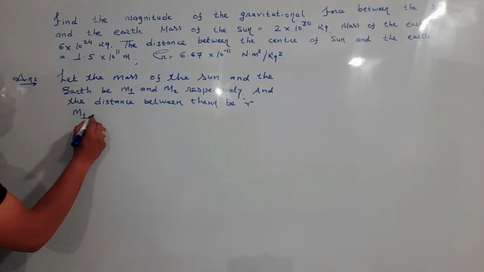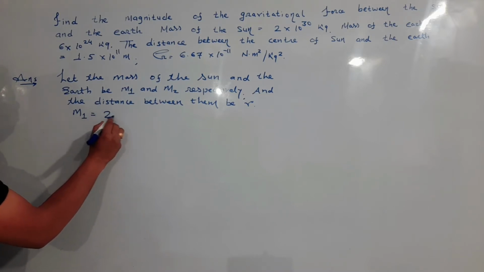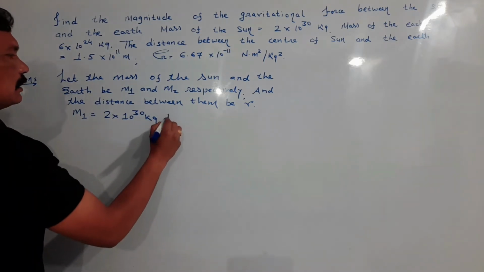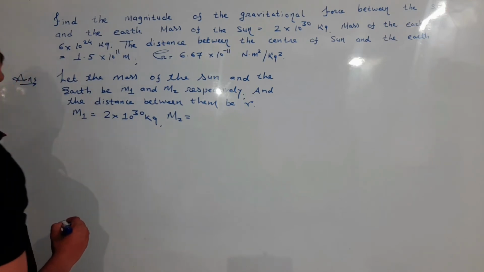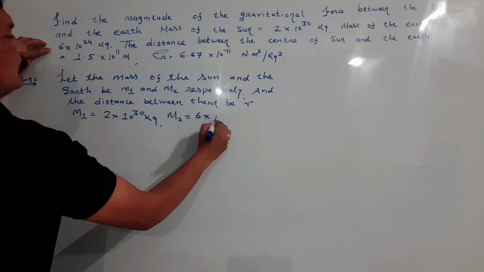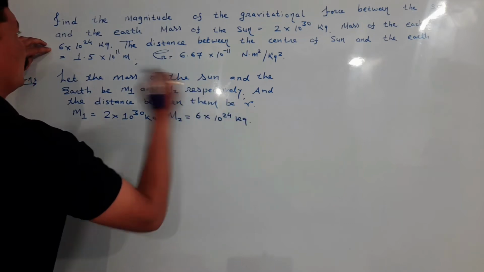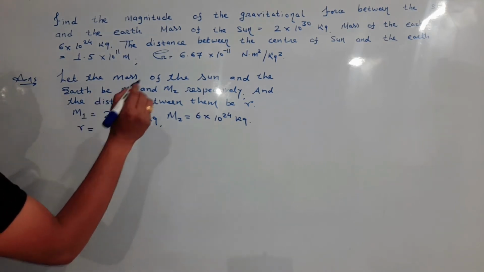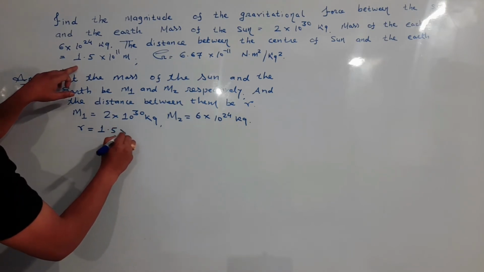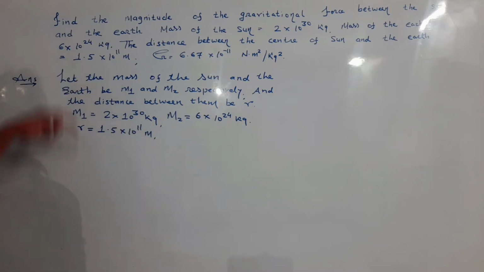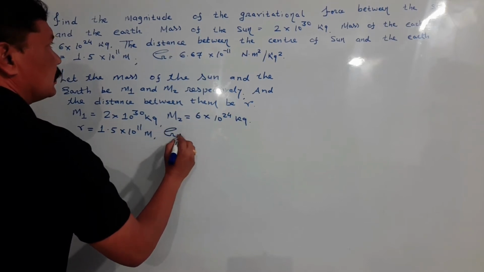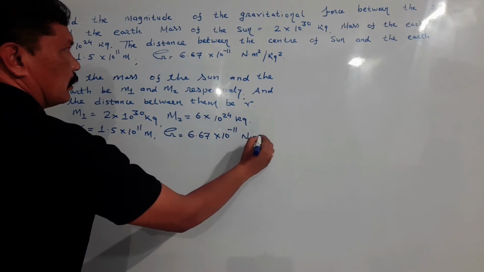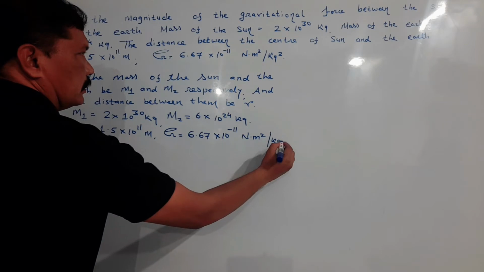m1 is equal to 2 into 10 to the power 30 kg is given to us. m2 is also given to us, which is 6 into 10 to the power 24 kg. The distance between them r is also given to us, and r is 1.5 into 10 to the power 11 meter. The value of G is given to us. G is equal to 6.67 into 10 to the power minus 11 Newton meter square per kg square.